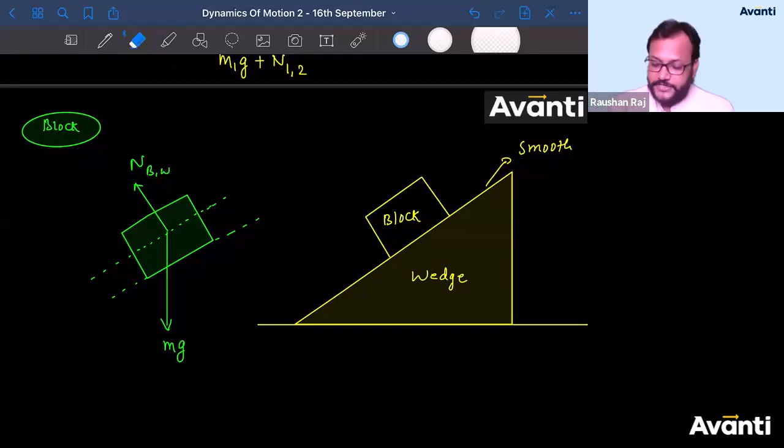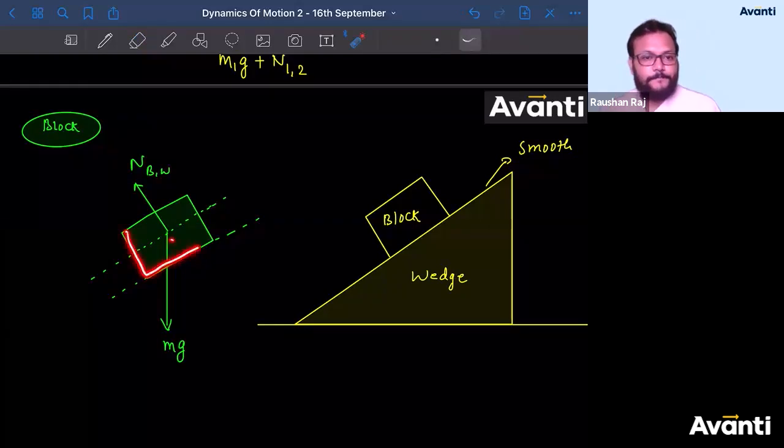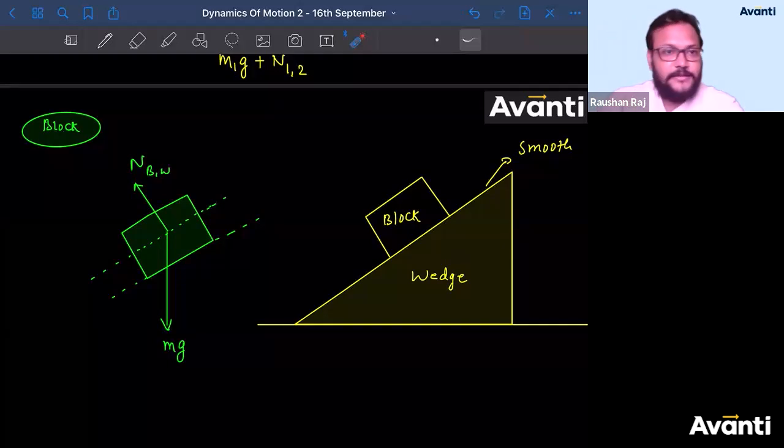Tell me, in which direction does this block have a tendency to move? Tanishk Kumar, tell me in which direction the block has a tendency to move. Now you have muted again. So let me go to the next part.